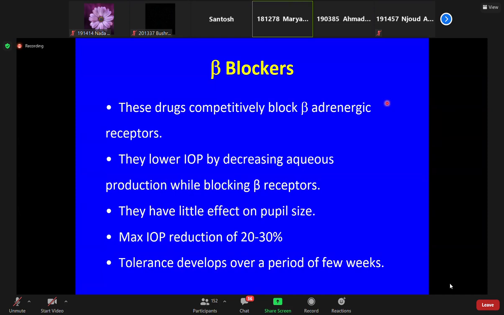What happens is there's downregulation of the receptors. Yeah, so either downregulation or upregulation, depending on what you're giving. If you're giving an antagonist, like a beta blocker, then there will be upregulation for tolerance. If you're giving an agonist, then there will be downregulation for tolerance. Is that clear? Yes, very clear.